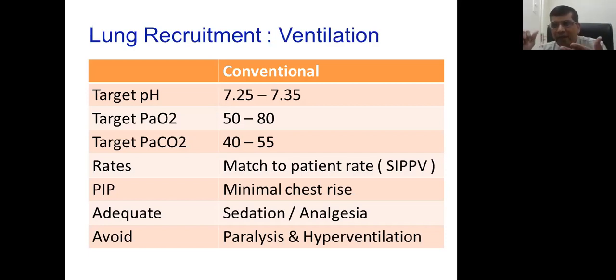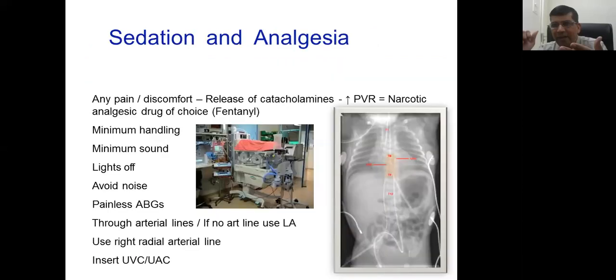So what you have to avoid? Too much handling, avoid too much noise, avoid too much suction. Finish the work in the golden hour. The first golden hour is important. If you want, put in a right radial arterial line. Always put a right radial arterial line. That is preductal. You have to put a UVC line because you require multiple drugs. Intubation. And once you finish in 1 hour, please don't touch the baby too much.